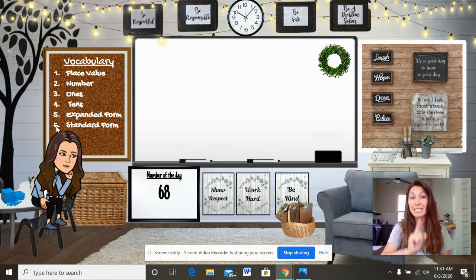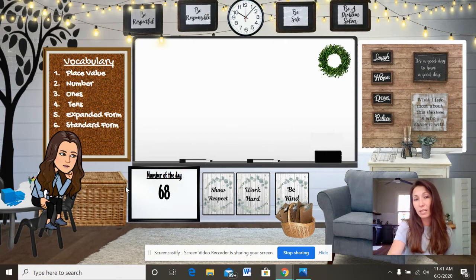Now, number 6 is standard form. With standard form, you have your number, and it is just written the normal way. Standard just means normal, and the normal way to write a number is the same way that I have 68 written down here. 68 is written in standard form. So those are vocabulary words.